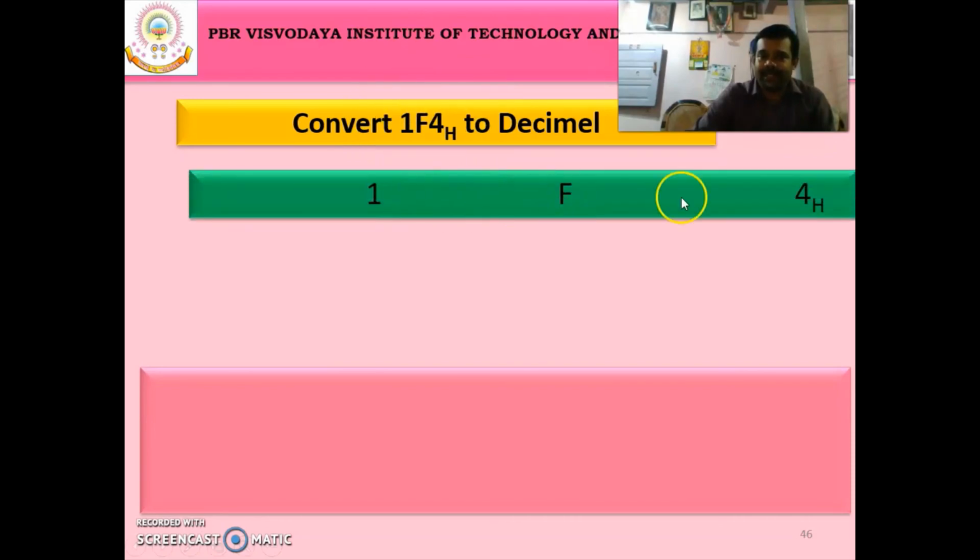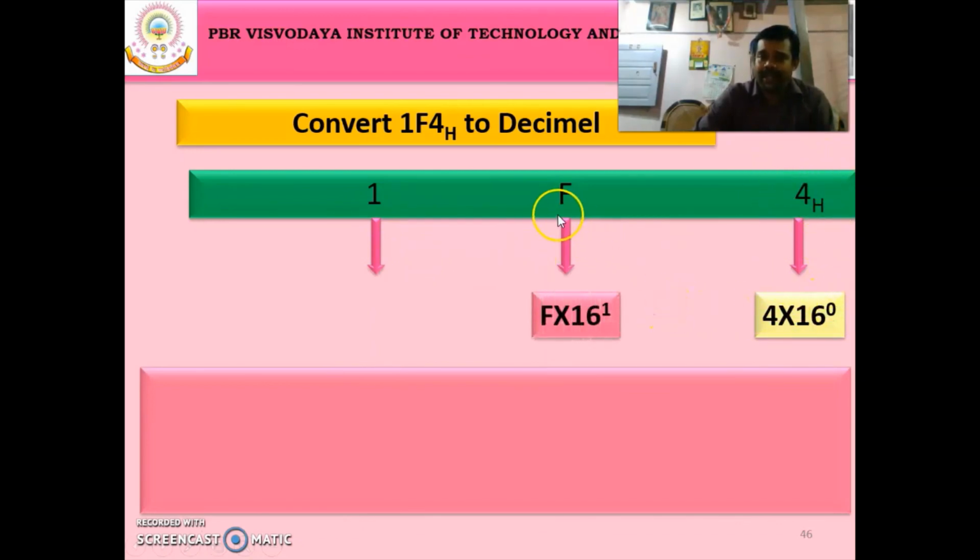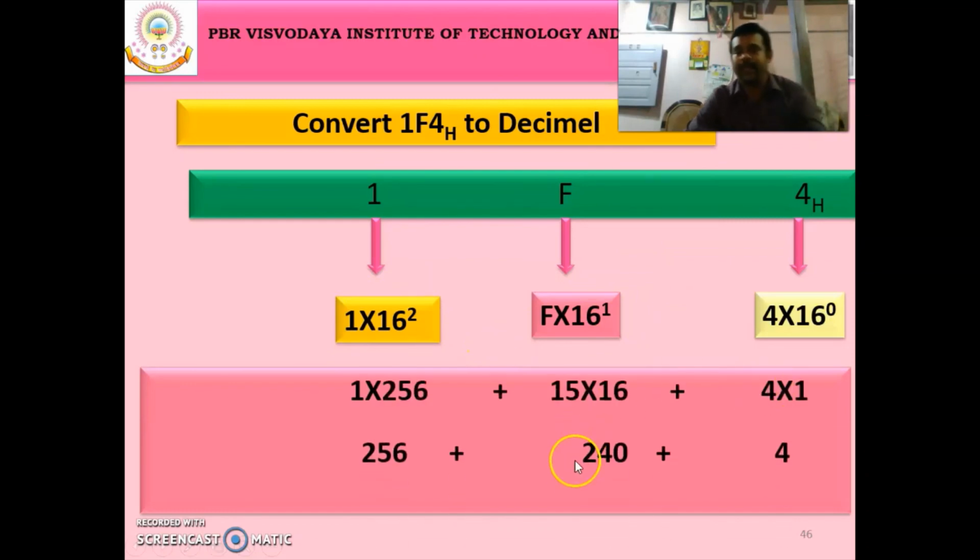So first we are writing the numbers: this is 4, and F is nothing but 15, and this is 1. Now this 4 has a position weight of 16 power 0, F has a position weight of 16 power 1, and 1 has a position weight of 16 power 2. Now we are adding and we will get the answer. So we have converted hexadecimal to decimal.